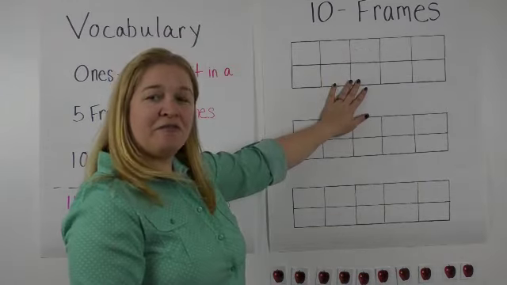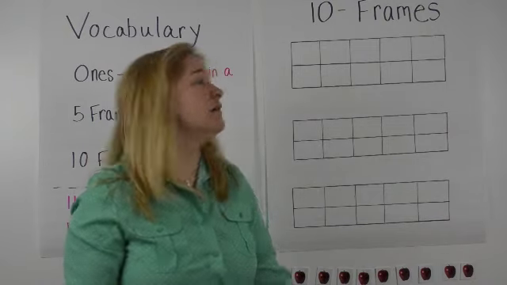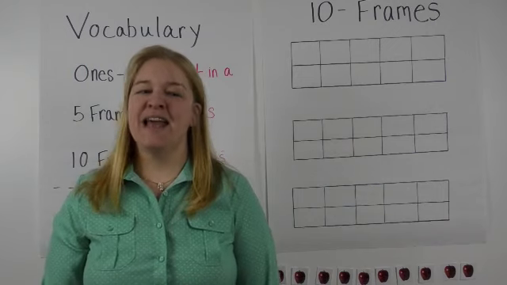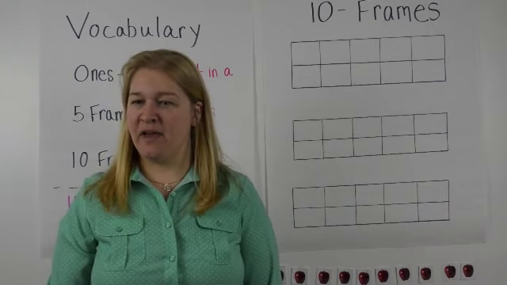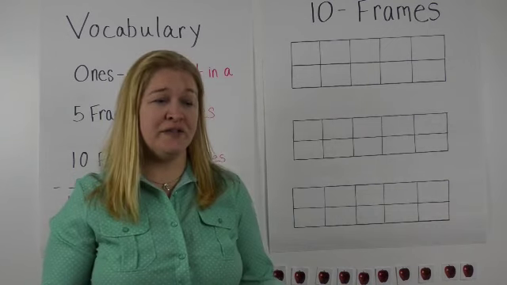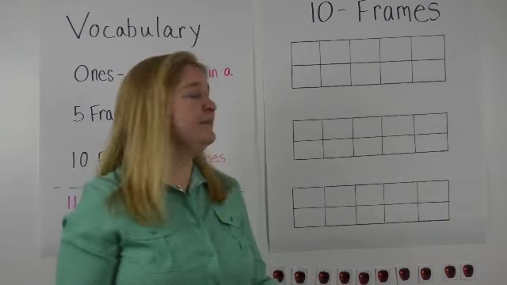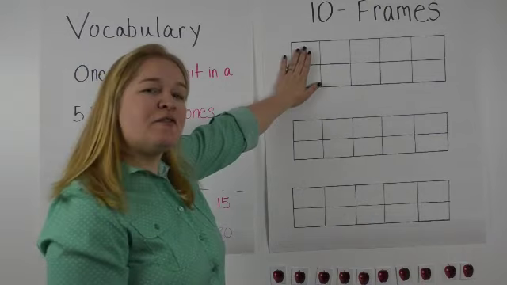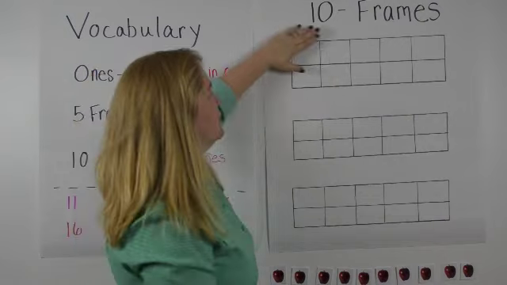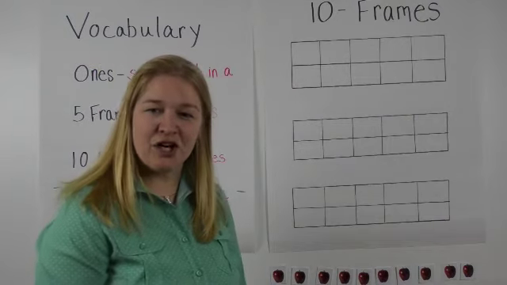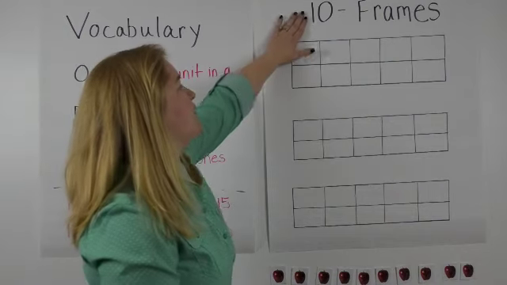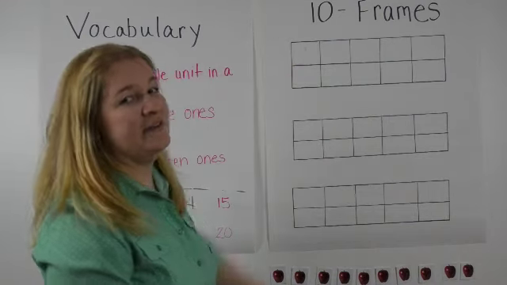Okay, here's our 10-frame. Now the number 10, which is right here, is 10 ones of something, right? So it can be 10 jelly beans. If you have 10, your amount is 10. Now you'll notice that this frame looks very similar to the 5-frame. It's actually 2 5-frames put together. So they're alike, but they're different, right? Because the 10-frame is 2 of the 5s.